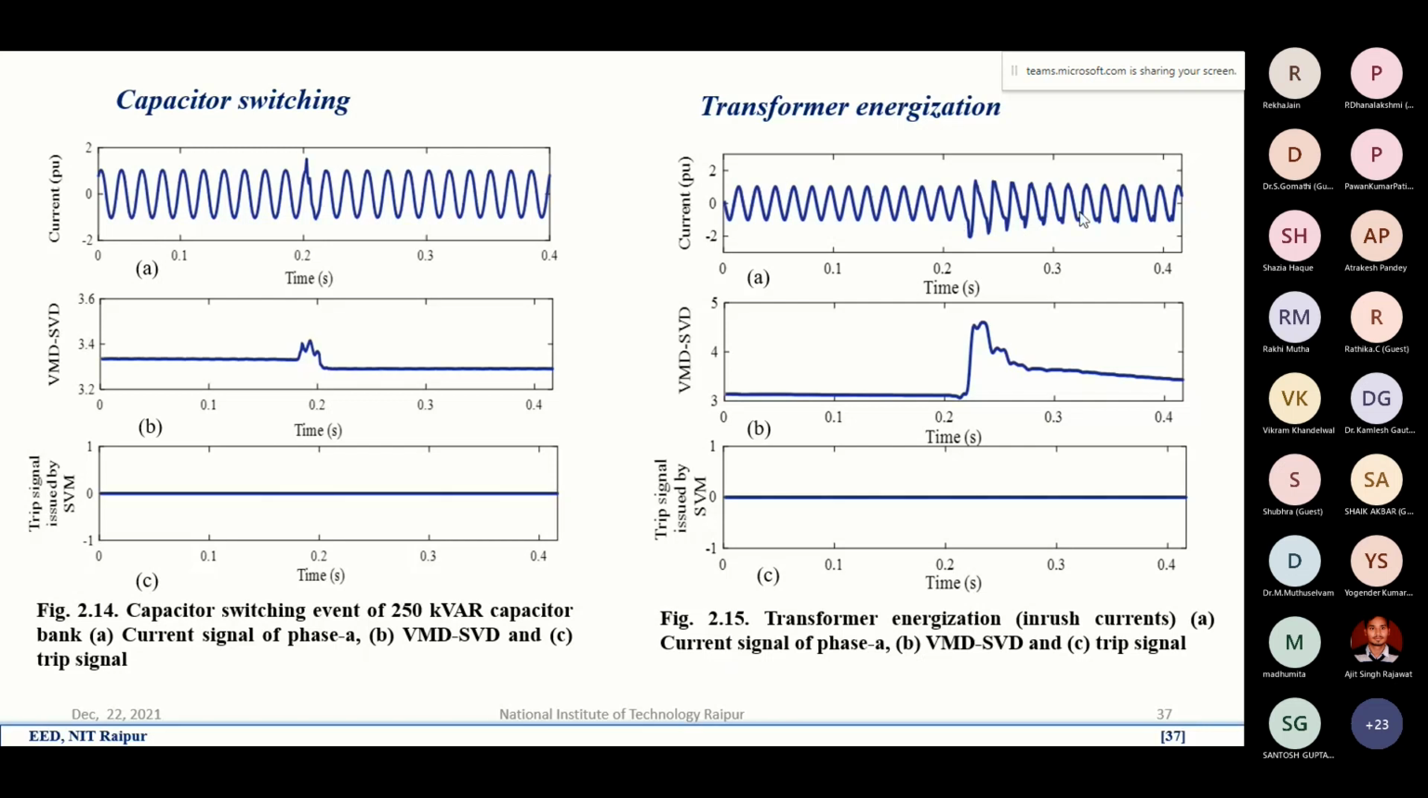After a few cycles, particularly when the transformer is energized, it experiences harmonic current in the signal, and because of that, this VMD SVD is experiencing distortion, but that distortion is less than 5 per unit. Because of that, no trip signal is issued by the support vector machine.